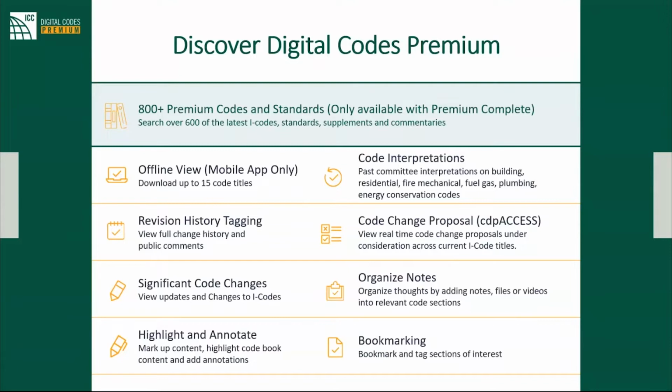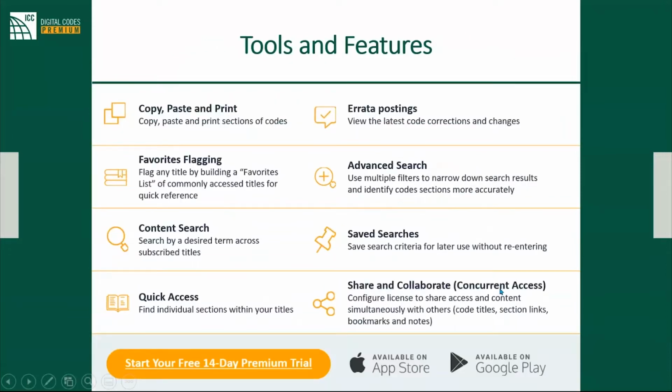including significant code changes, commentaries, the ability to organize notes, create notes, share those with people, bookmark, highlight, and annotate. You are able to do those things on the DCP platform, along with probably the most popular feature, the fact that you can copy and print sections of some of these titles. You have the ability to do advanced search and save searches, and we'll go into that a little bit more as well.